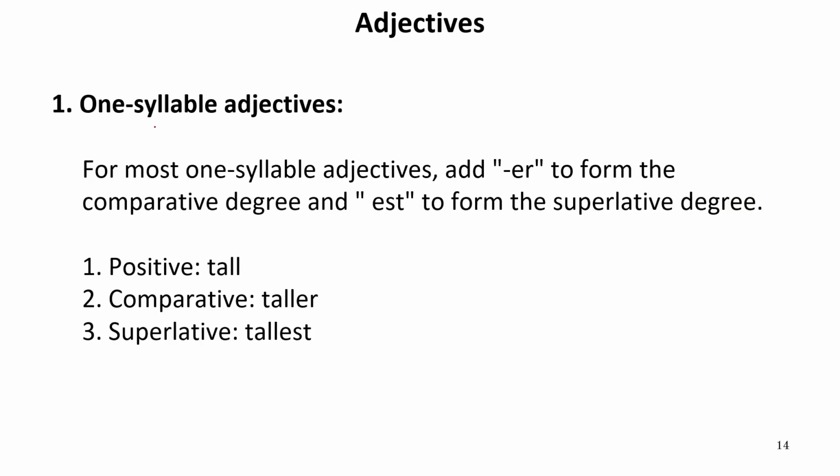Now if we have one syllable adjectives, what do we do? For most one syllable adjectives, add ER to form the comparative degree and EST to form the superlative degree of the adjective. For example, we have the word tall. Now in this word we can see T-A-L-L. If I look at this word carefully, we have double L, L is a consonant, and AL. Now this is making a pair, a syllable. How? Let us see.